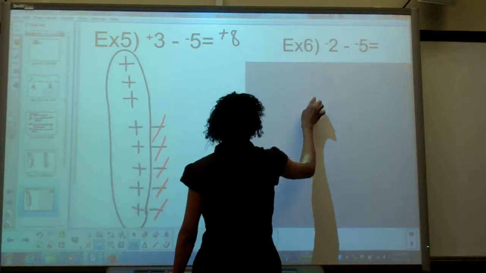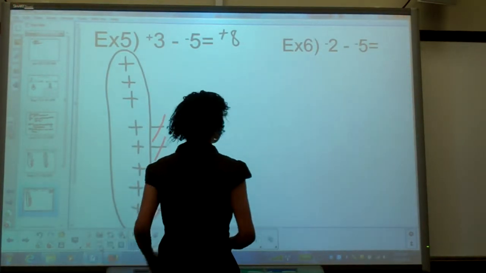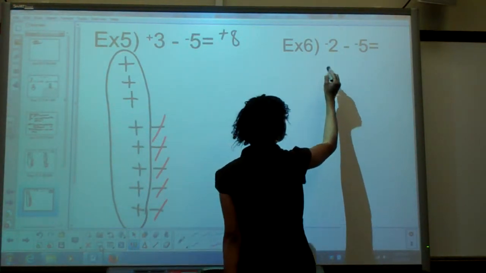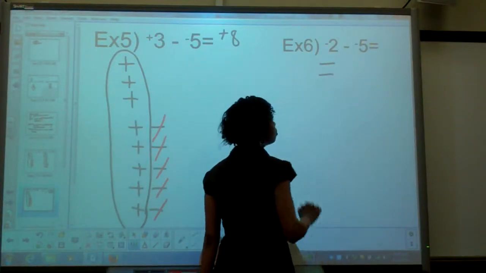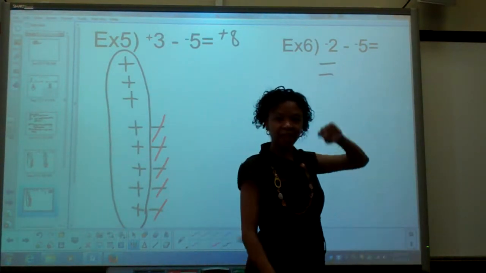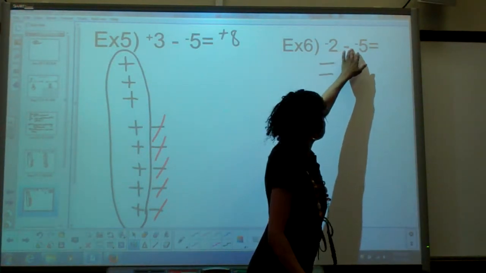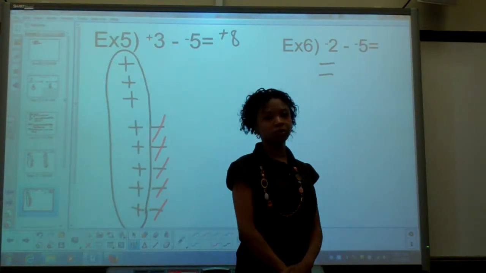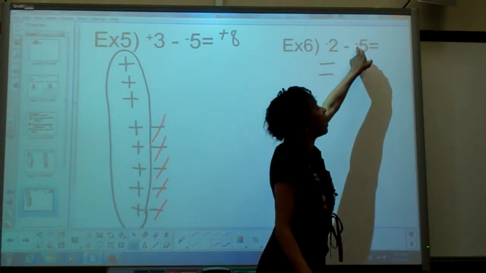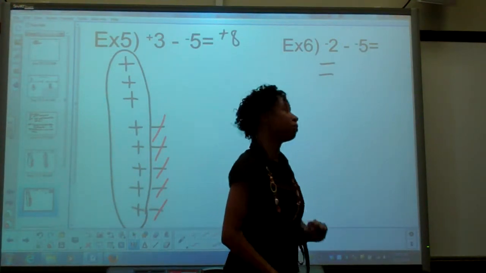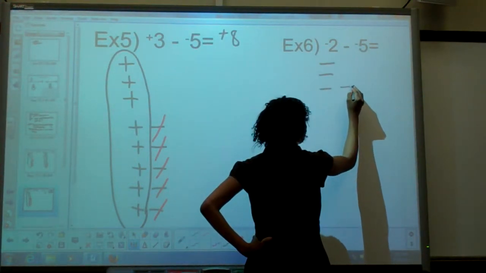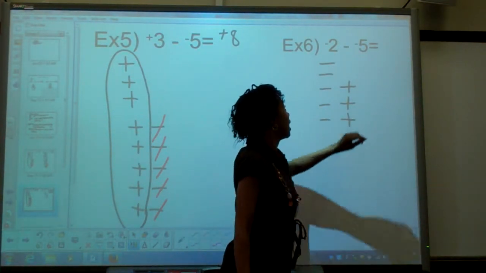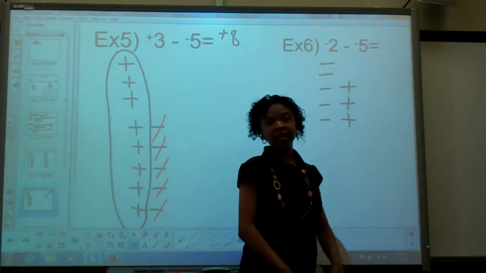Finally, example number 6. Negative 2 minus a negative 5. Represent the first number. 1, 2. And it says to take off 5 negatives. Do I have 5 negatives to take off? No, I only have 2. So how many 0 pairs do I need to be able to take off 5 negatives? I only need 3 0 pairs this time. So I'm going to make 1 0 pair, 2 0 pairs, 3 0 pairs.